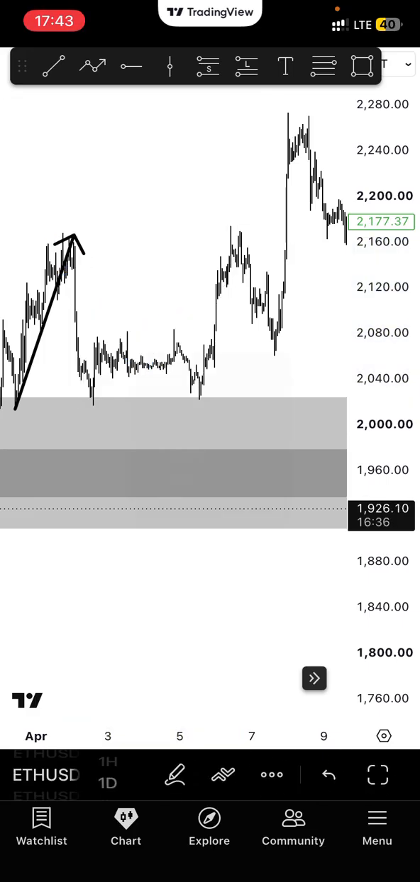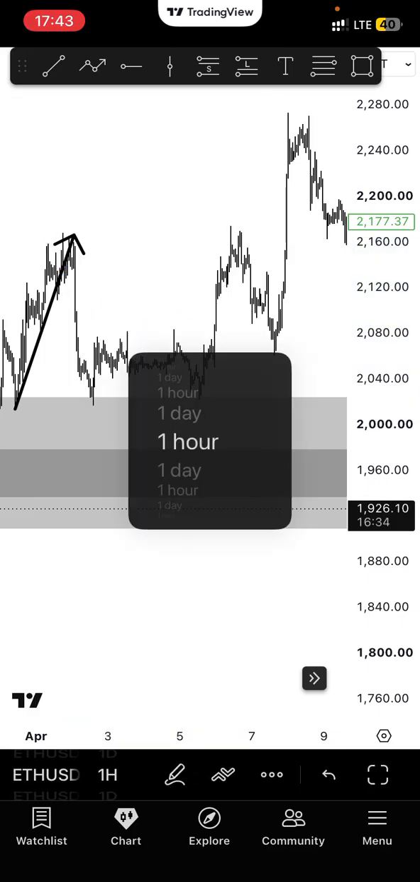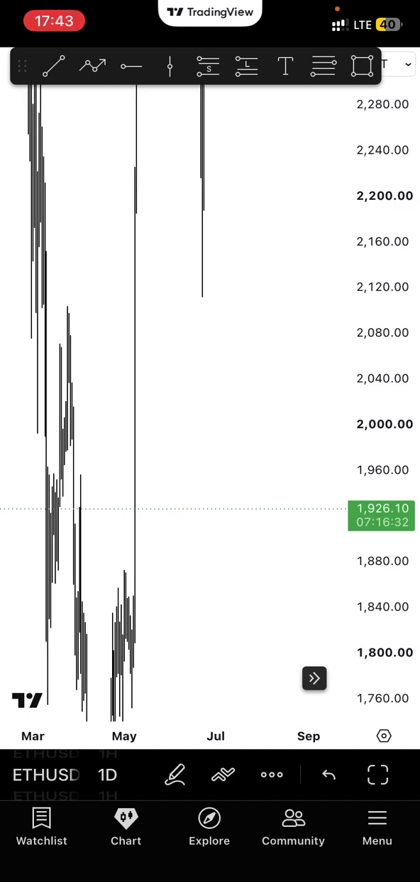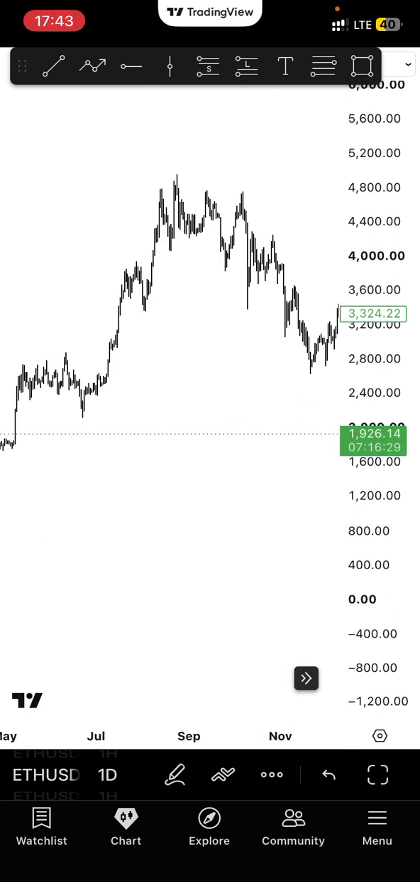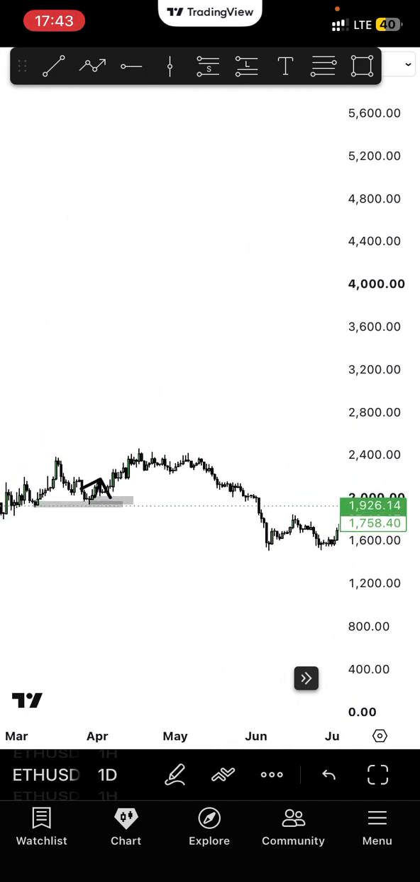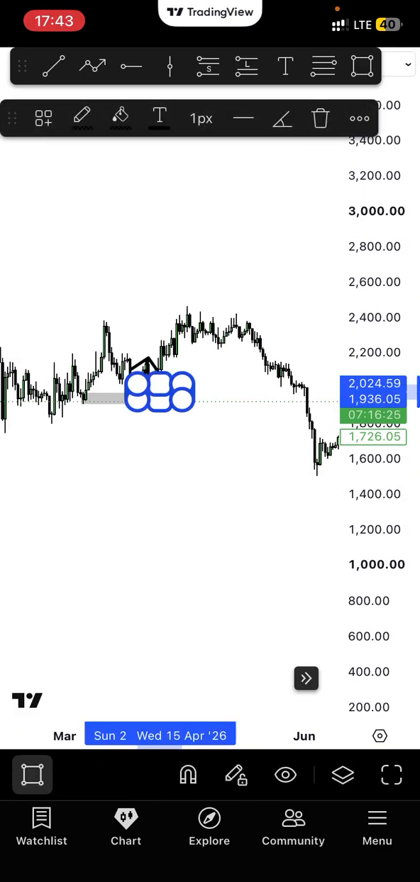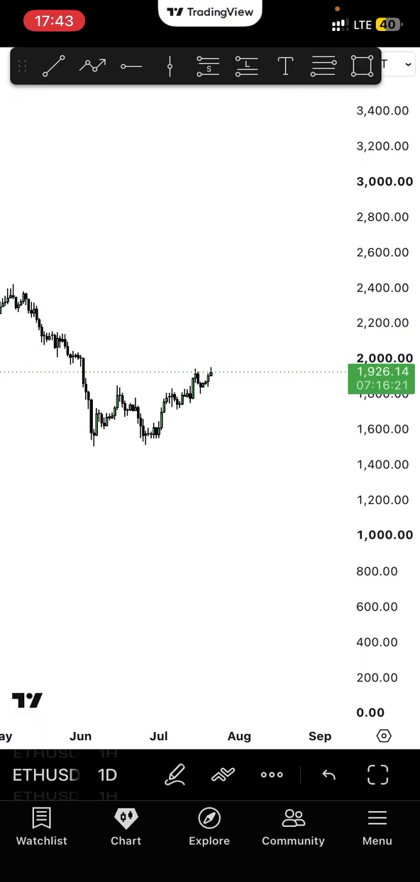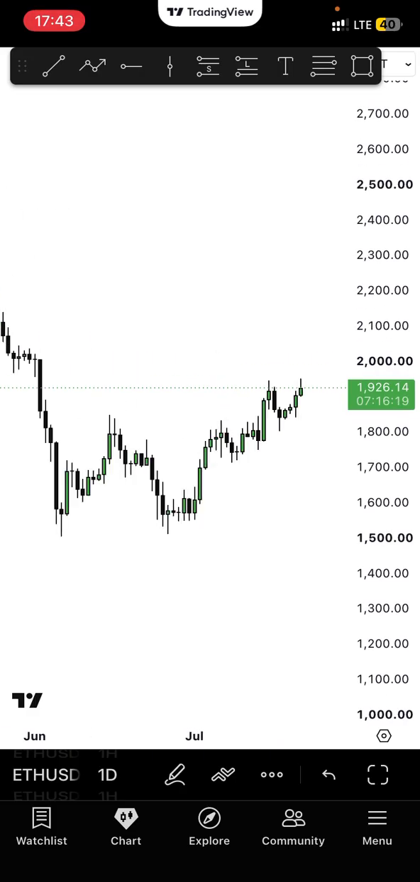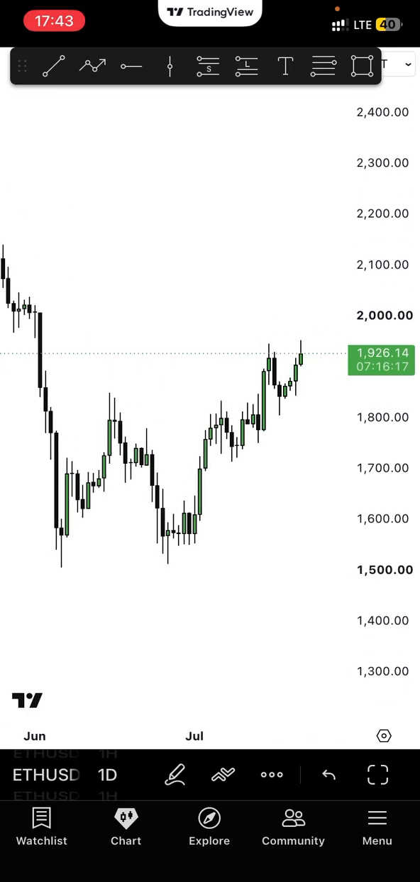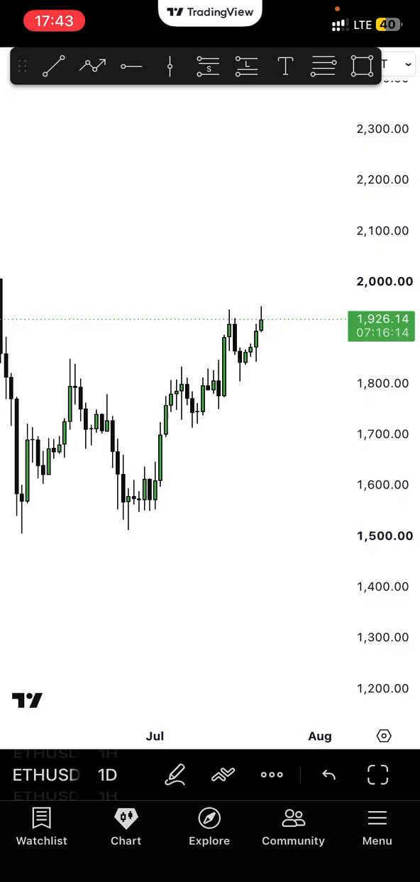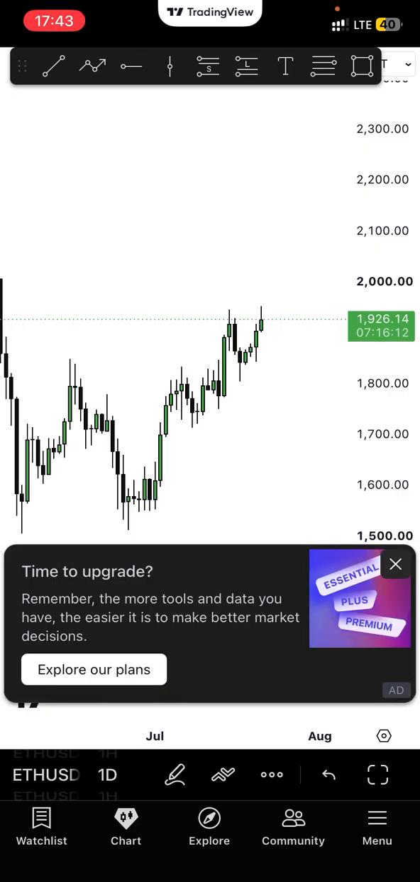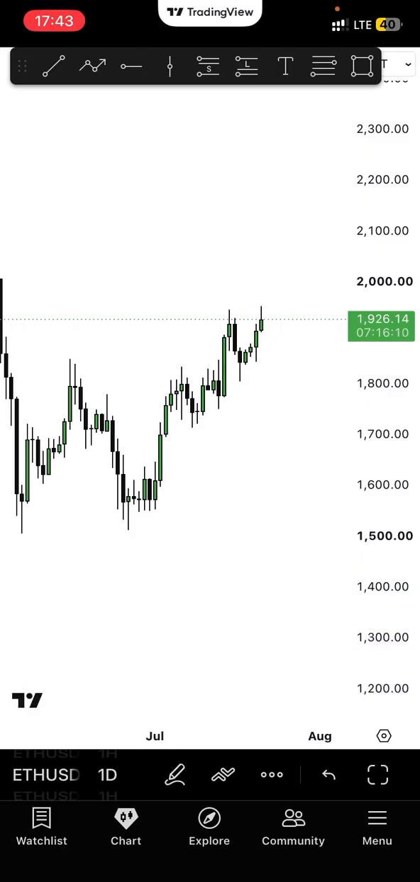Let's go back to the daily time frame. Let me show you some other scenario. Let me use a recent trade. I took this buy over here. You can check on my Twitter account, you would see the buy. So why did I take that buy?